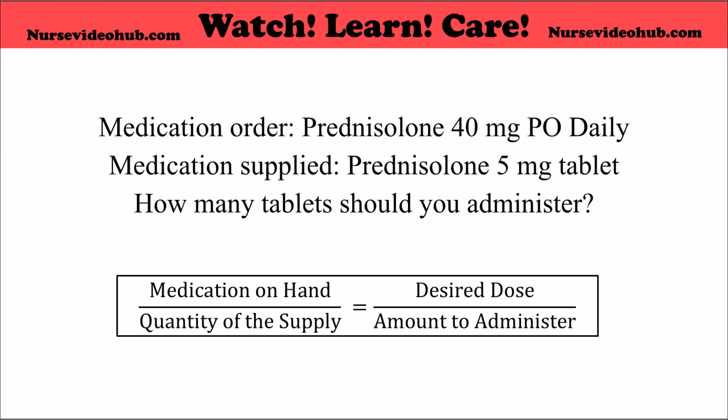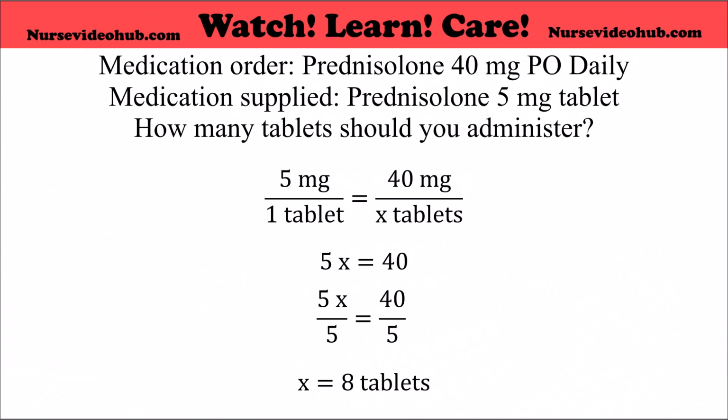Let's complete another calculation. The medication ordered is prednisolone 40 milligrams PO daily. The medication supplied is prednisolone 5 milligram tablet. How many tablets should you administer? Set up your proportion. The first ratio is the medication supplied, 5 milligrams per 1 tablet. The second ratio is the desired dose, 40 milligrams per X tablet.